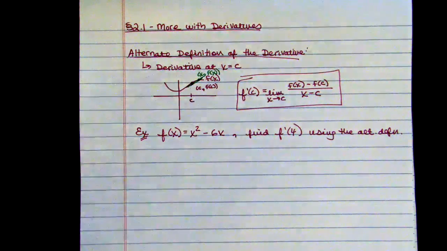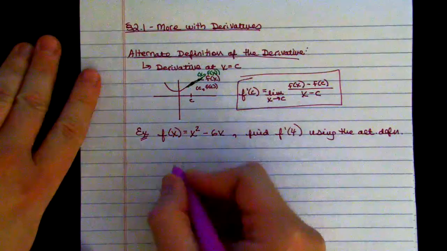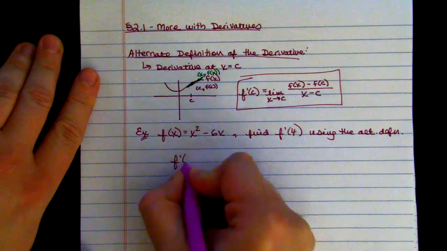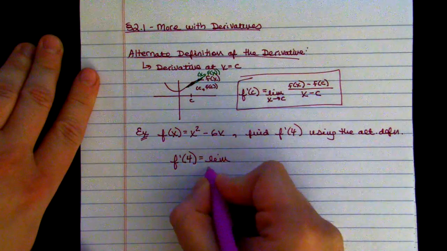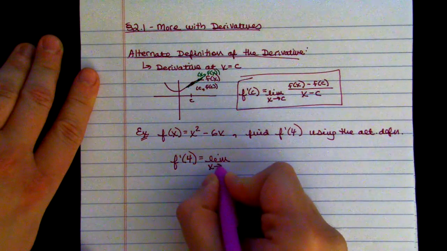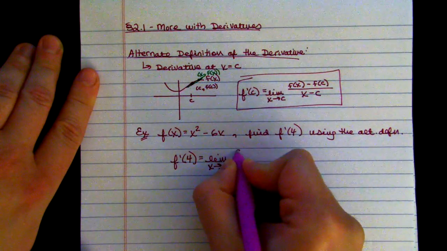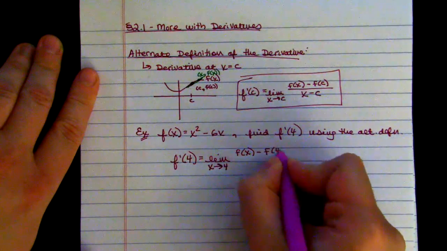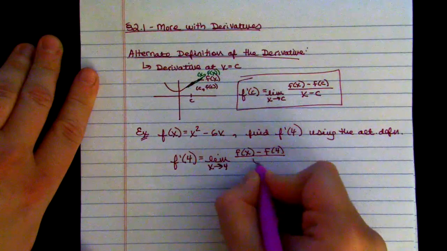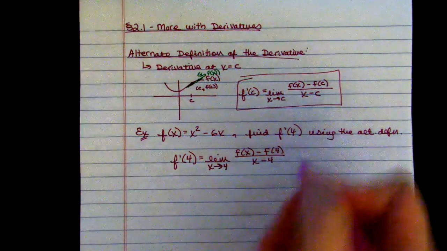Pause this if you're not ready to go on. But if you are ready to go on, my formula says that f prime of 4 equals the limit as x approaches 4 of f of x minus f of 4 over x minus 4.